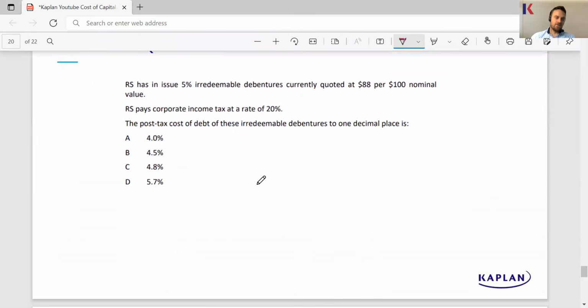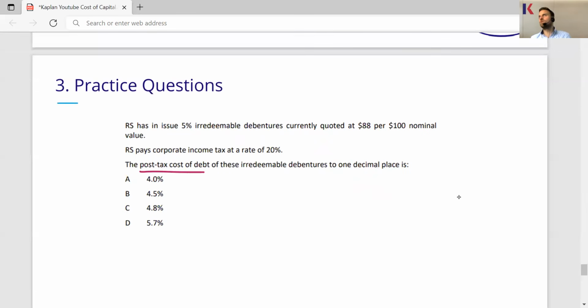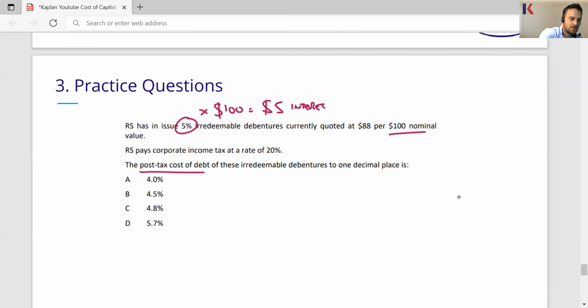Okay, right. We've then got the next one, which is about RS. They've got an issue of 5% irredeemable debentures, currently quoted at 88 per 100. They pay tax at 20%, and they want us to work out the post-tax cost of debt of these irredeemable bonds. Debentures, bonds, loan notes, all the same thing, so you can use them interchangeably. Now, the fact that they're 5% bonds tells you how much interest they're going to pay. That's called a coupon rate, and that will always be based on their nominal value. So nominal value, we always assume is 100. It tells us here anyway. But what that means is we're going to be paying $5 of interest per bond.